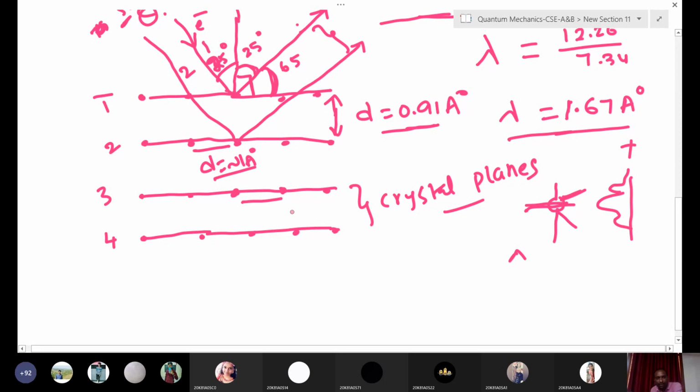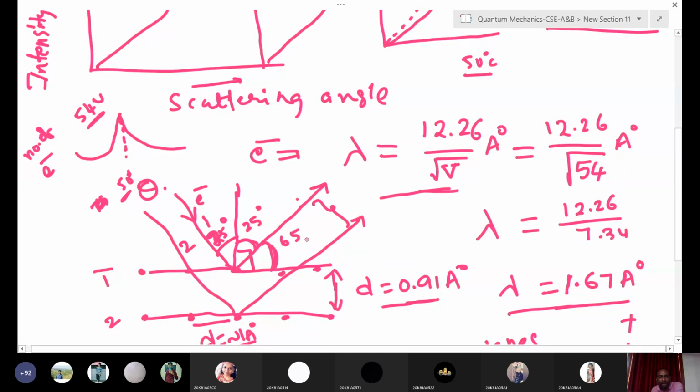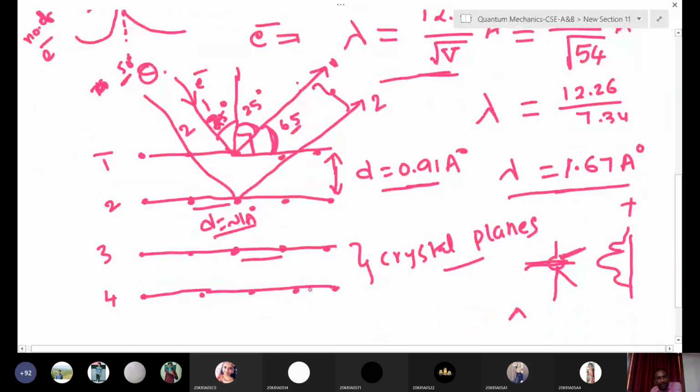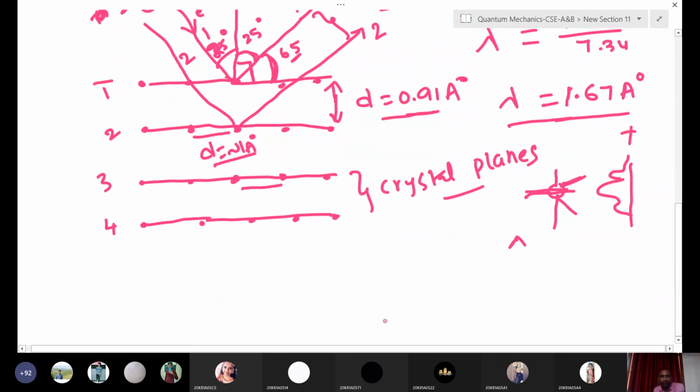in any crystal. Okay, now we observed that at 65 we got the maximum intensity, or constructive interference, between the first light and second light, or the first electron beam and second electron beam. Suppose this happens for many planes, but to understand it we have drawn only the first two planes.